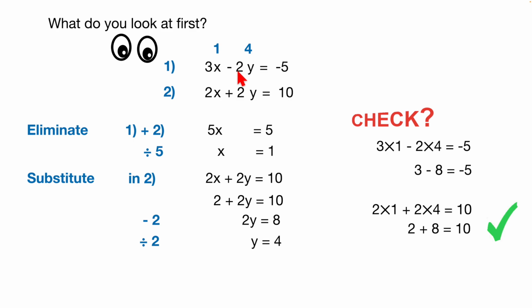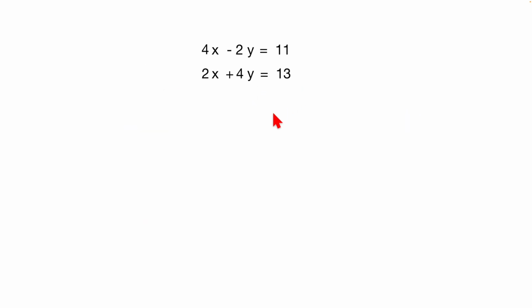3 times 1 minus 2 times 4, 5, 2 times 1, 2, 2 times 4, 8, 10. Hopefully that will work out for you. Here's another example. Now again, we're looking at these numbers here and these numbers here, so concentrate on those.